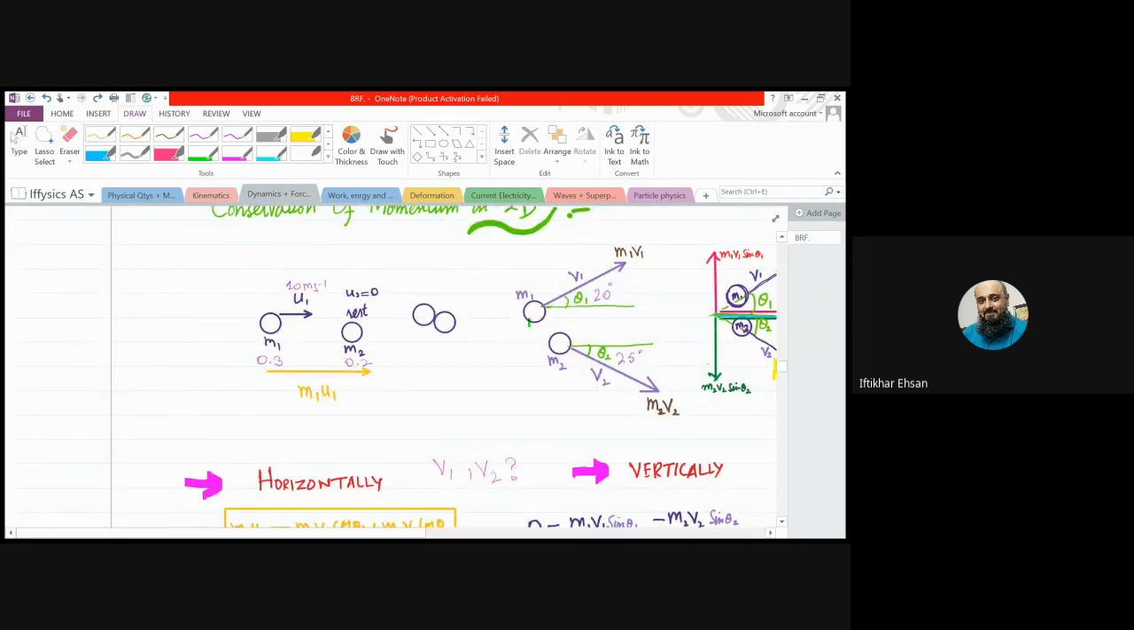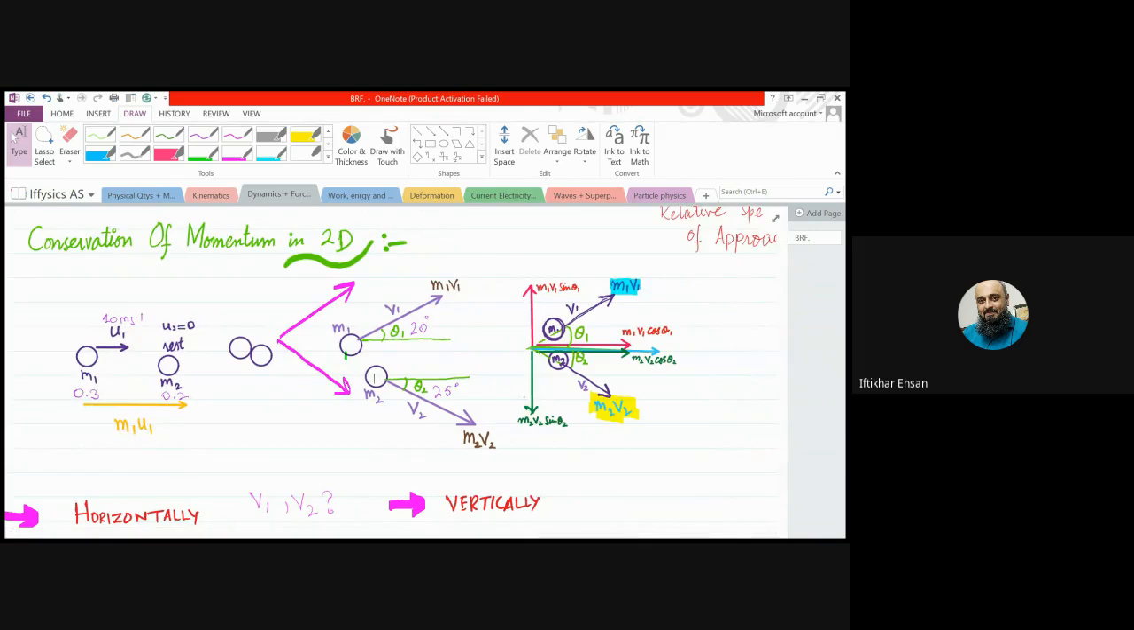Why is one object going in this direction and the other going in this direction? Why not both objects going like that? Why not both objects going like that? It never happens. Why?